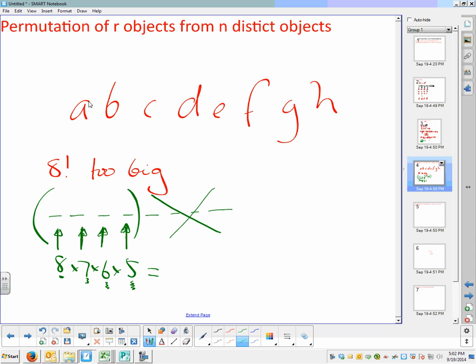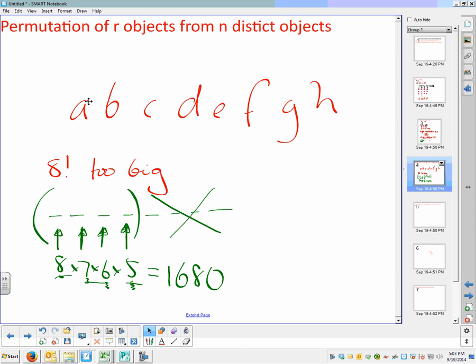which is 42 times 40, which is 1,680. 42 times 40, I'm just going to check that. Yeah, 1,680.